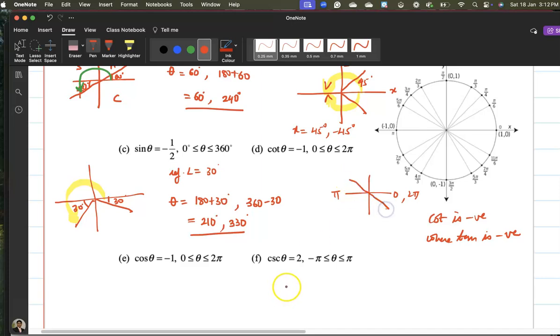Correct. I'm not drawing the circle, I'm just seeing where the position is. Now what is my reference angle? Cot of which angle is 1? So I have to find where tan is 1, right? So that's 45. So my reference angle is 45. 45 is pi by 4. So my reference angle is pi by 4. Now you tell me what are my answers.